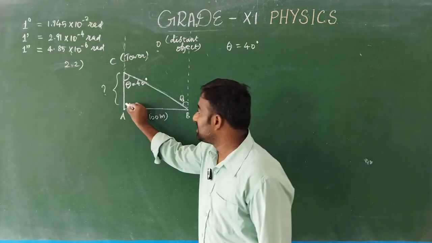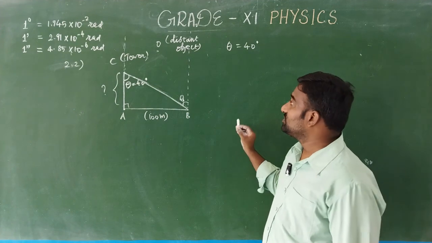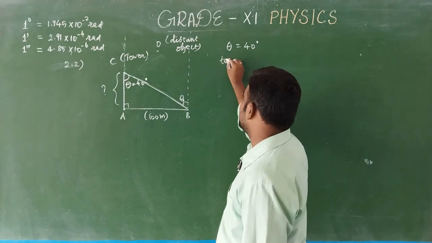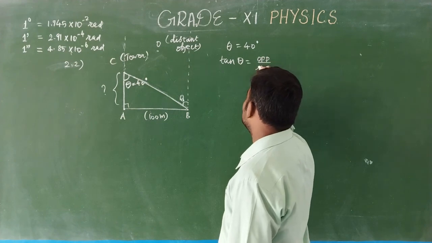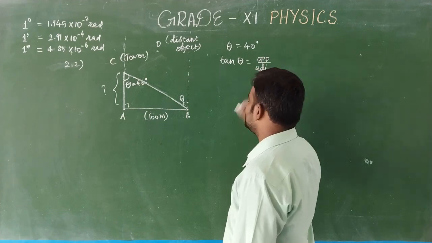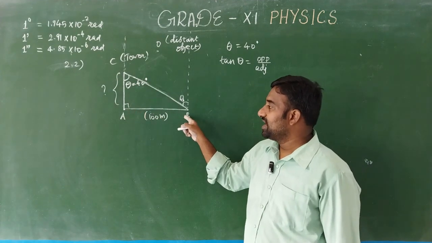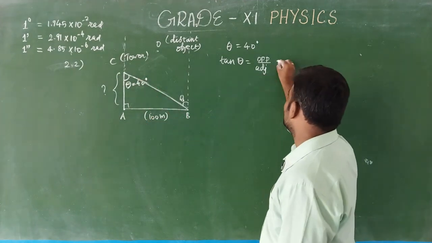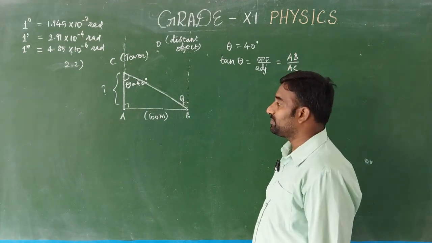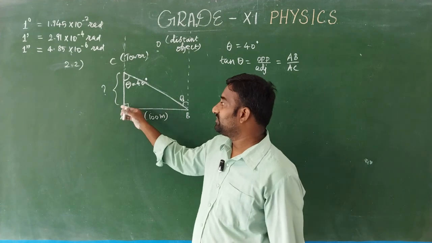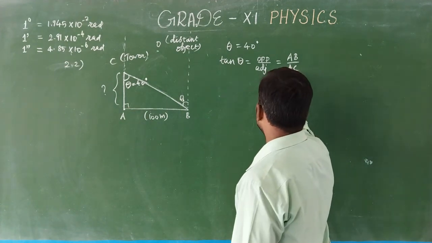This is a right angle triangle. In this right angle triangle, we can use the tan theta concept. What is tan theta? Tan theta is opposite by adjacent. Opposite to theta is AB, adjacent is AC. What is the distance of the tower from the man? So AC only we want.